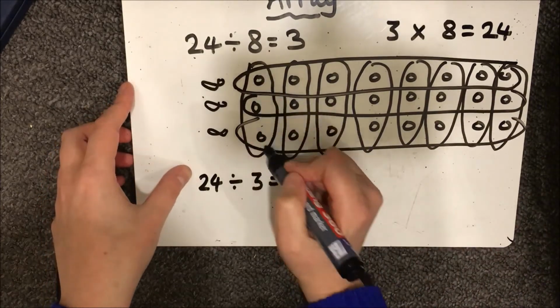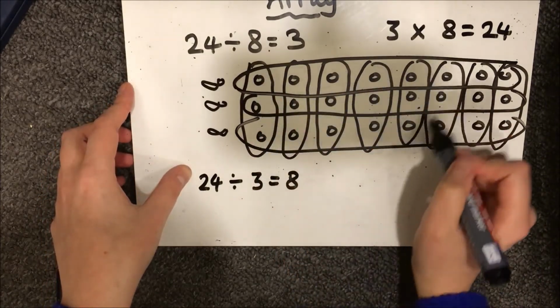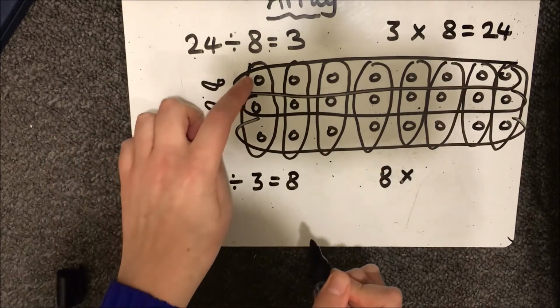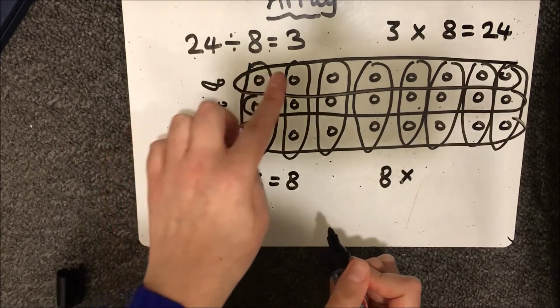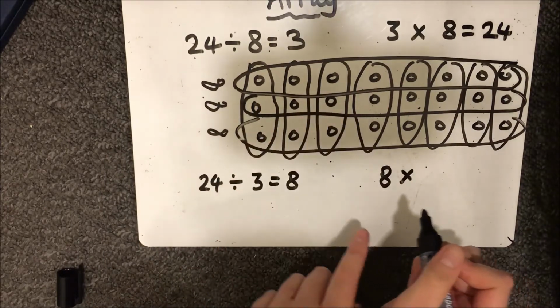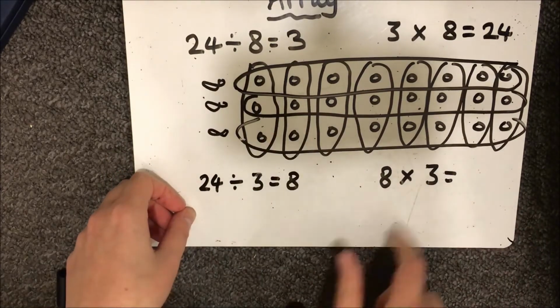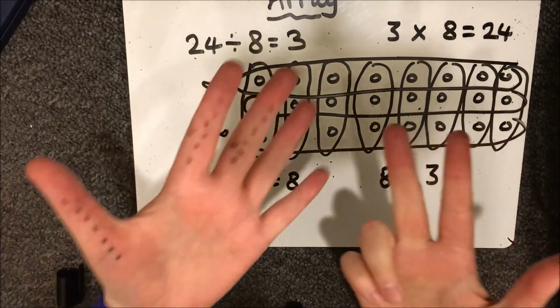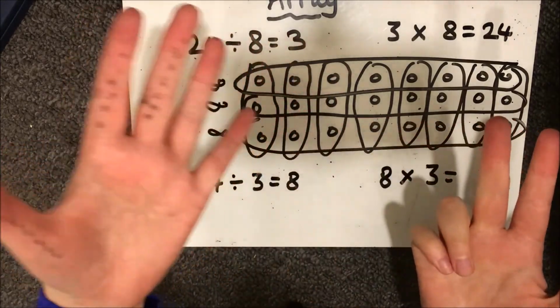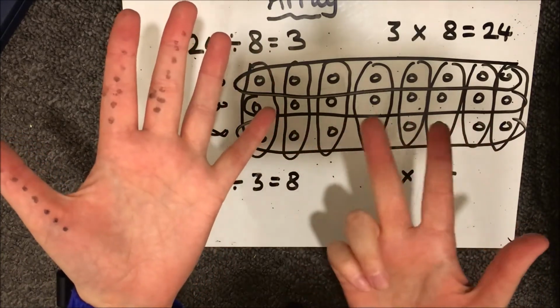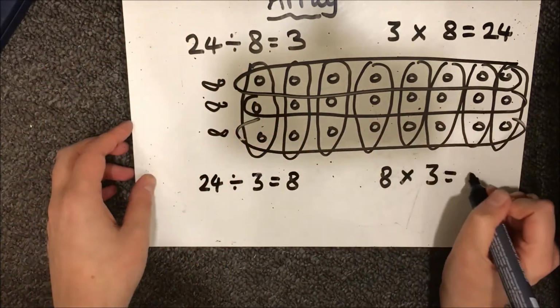What if I did it this way? 1, 2, 3, 4, 5, 6, 7, 8. I could do 8 times. How many is in each group? 3 in here, 3 in here, 3 in all of them. So I've got 8 times 3, same as 8 fingers up, count in 3s. We've done this before. 3, 6, 9, 12, 15, 18, 21, 24.